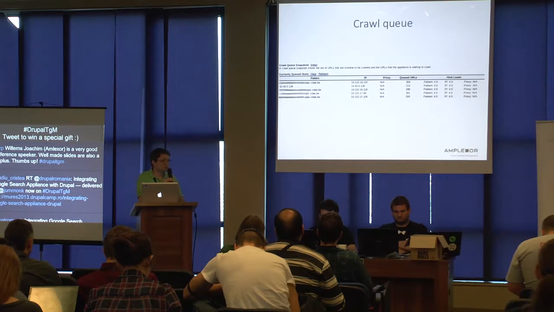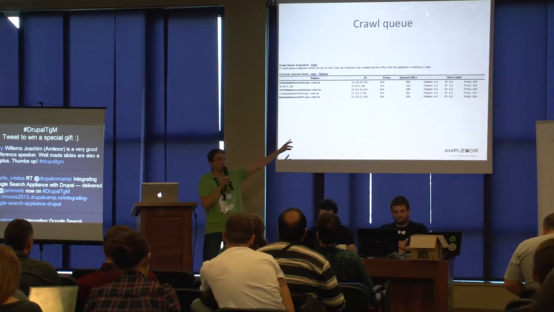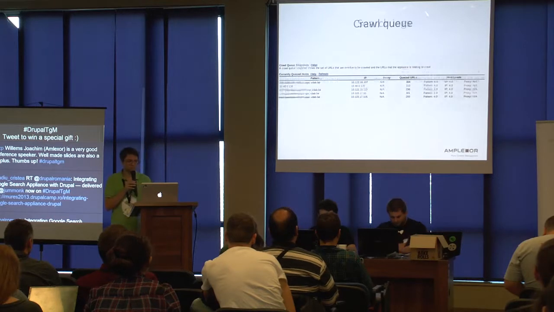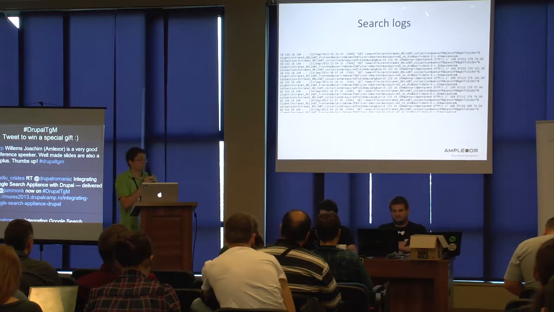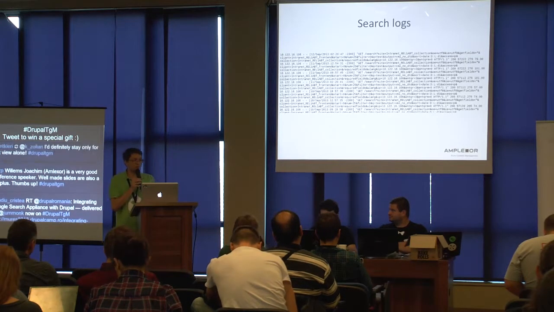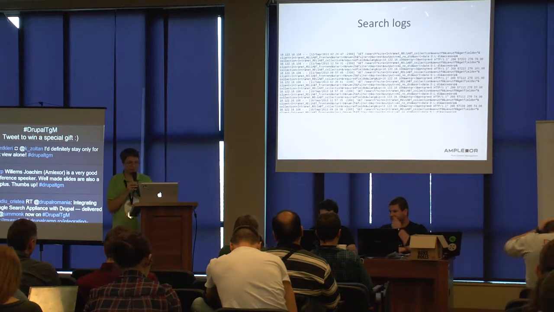This is the crawl queue I was talking about. You see several collections here corresponding to patterns and how many URLs still have to be crawled. You have search logs, not unlike web server access logs. There are also event logs, more for system events on the appliance.